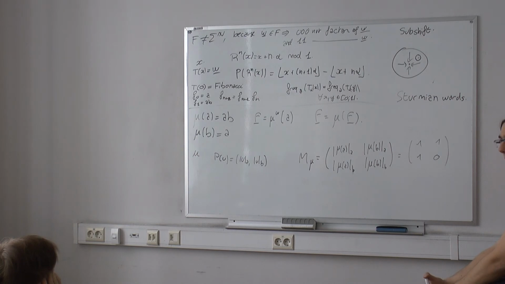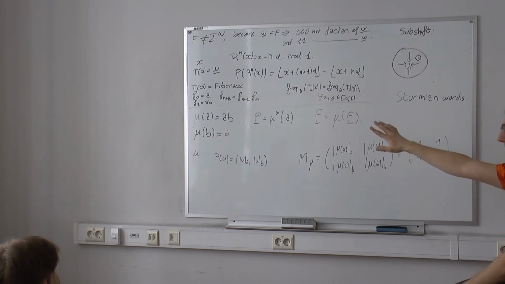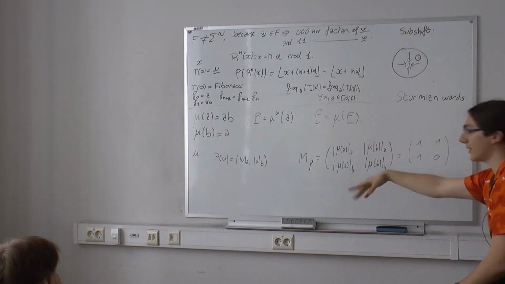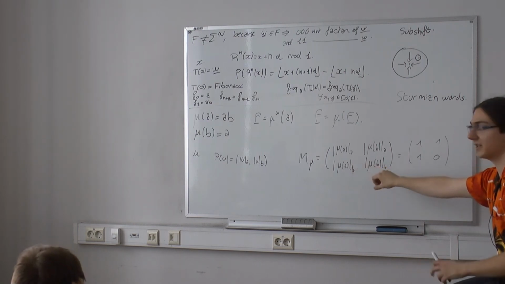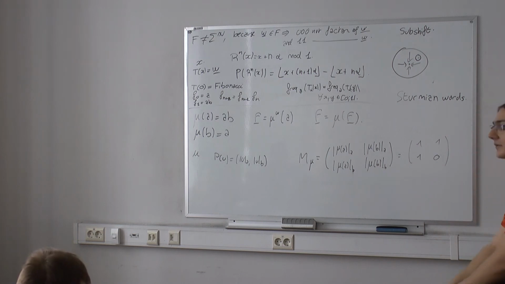It powers into Fibonacci numbers. Okay, we have a link with Fibonacci numbers because we are talking about the Fibonacci word. And just in case you forget, take this matrix for an arbitrary mu, just for a second. What could we say about this matrix?